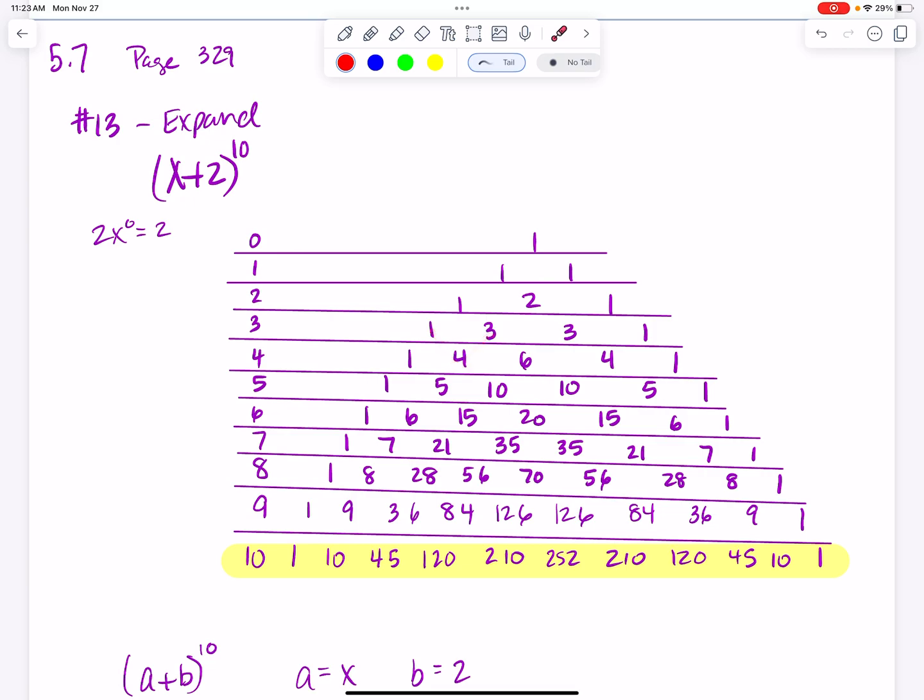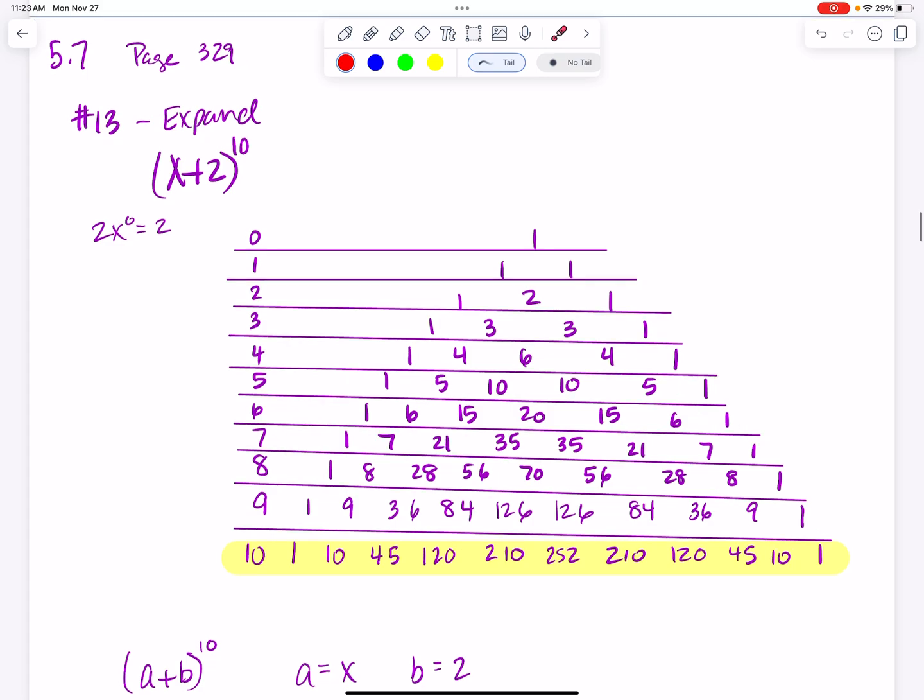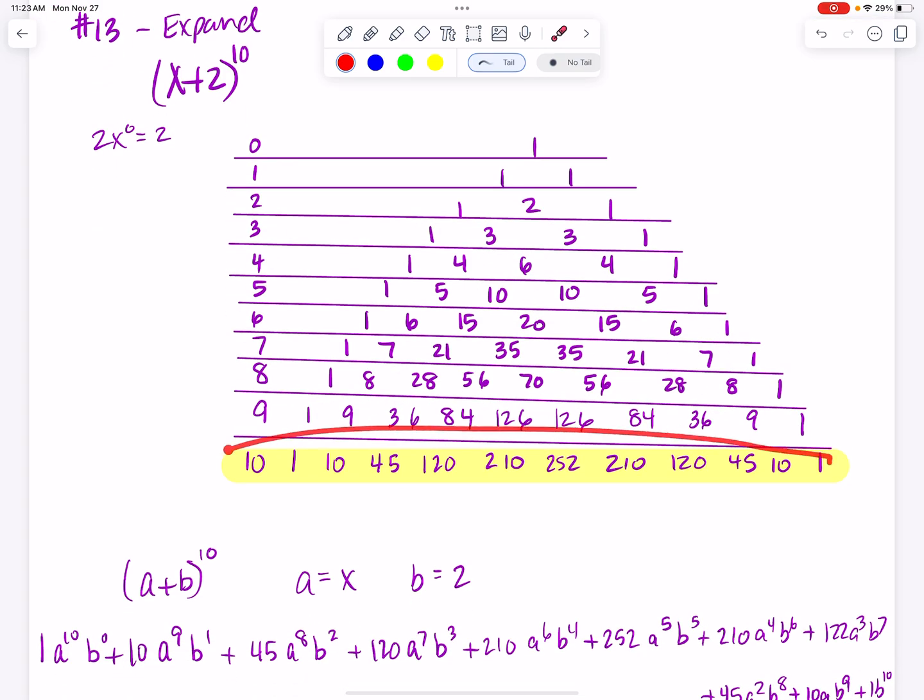3 plus 1 is 4. 3 plus 3 is 6. 3 plus 1 is 4. 1 plus 4 is 5. 4 plus 6 is 10, 4 plus 1 is 5, and so on. And that just continues all the way down. You can pause this and look at how I came up with this 10th row.